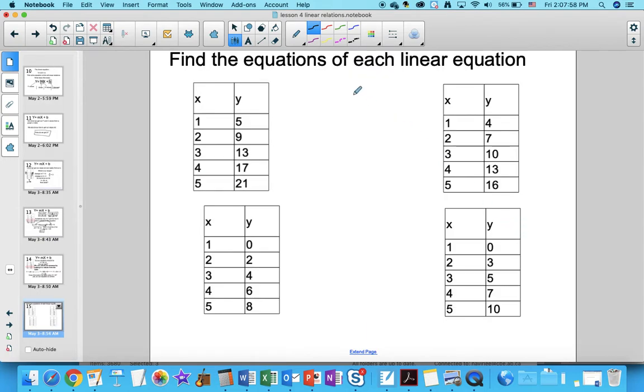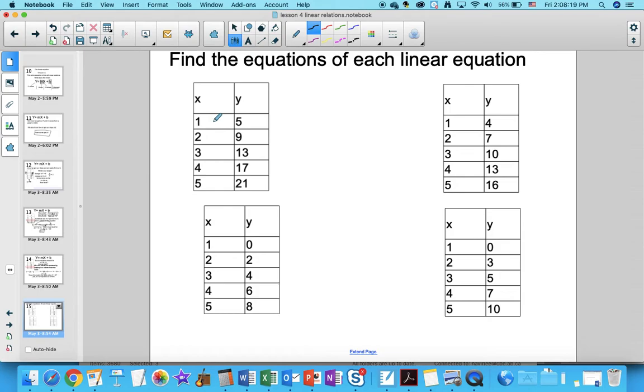So find the equations for each linear relationship. Find the equations for each linear equation, or find each linear relationship. So pause the video and see if you can solve it. Okay, so hopefully you paused the video. Hopefully I gave you enough time to pause the video. And we're going to solve these.